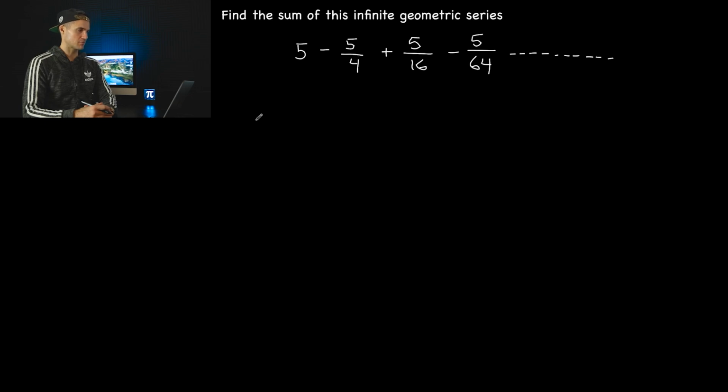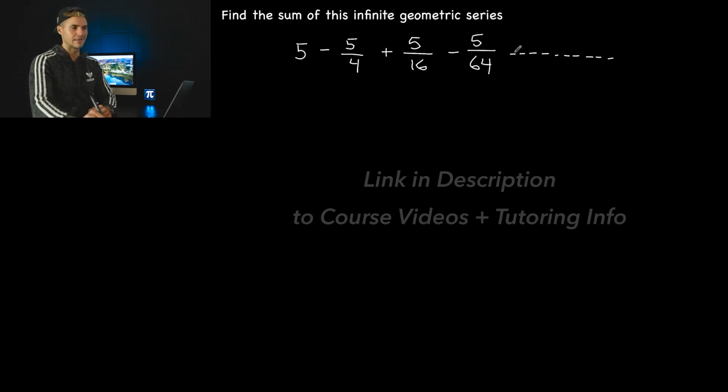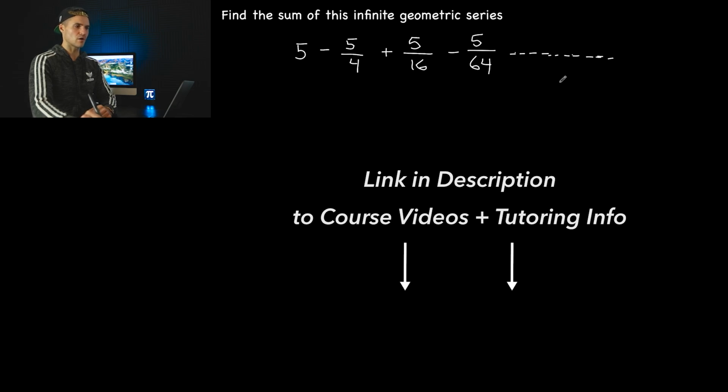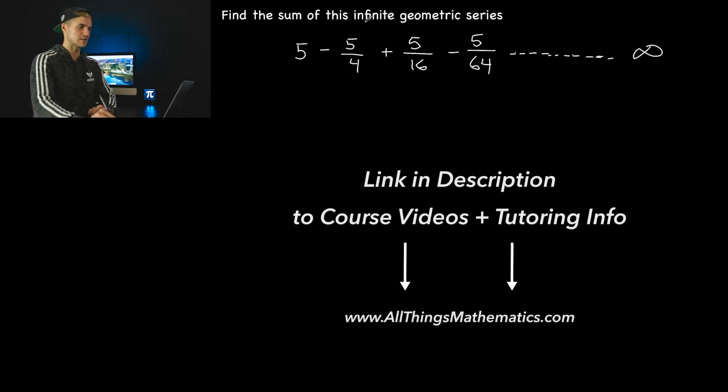Patrick here from All Things Mathematics, and moving on to the next question. Here in this problem, they're asking us to find the sum of this infinite geometric series. So we have 5 minus 5 over 4 plus 5 over 16 minus 5 over 64, and that pretty much keeps going on forever, right? Until infinity. This is an infinite geometric series.